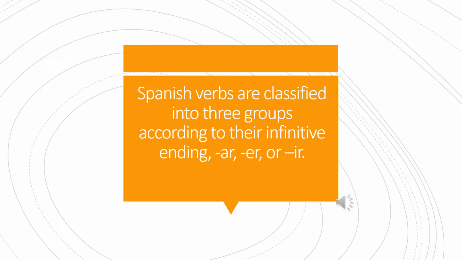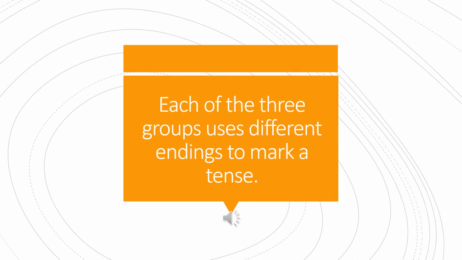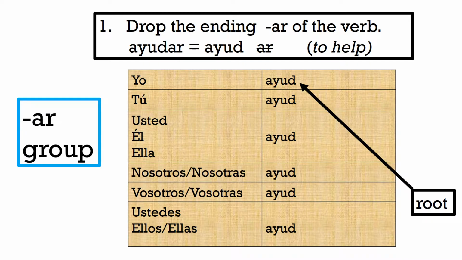Spanish verbs are classified into three groups according to their infinitive ending: AR, ER, or IR. Each of the three groups uses different endings to mark a tense. We are going to learn first how to conjugate the verbs ending in AR in present tense. For this example, we are going to use the verb ayudar, which means to help.